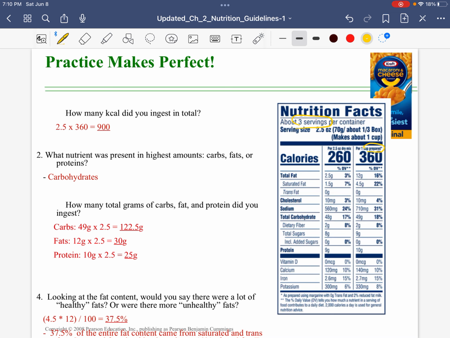So we do 360 times 2.5, 900. Okay, what nutrient was present in the highest amounts? I'm talking about carbs, fat, or protein. So we compare fat, carbohydrate, and protein. Of the prepared, we had 12 grams, 49 grams, 10, 49. Winner, winner, chicken dinner. The most carbohydrates. How many grams did they ingest in total?